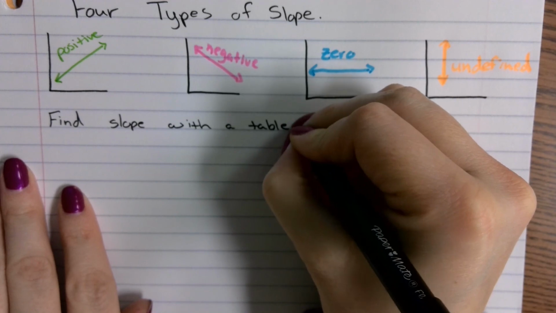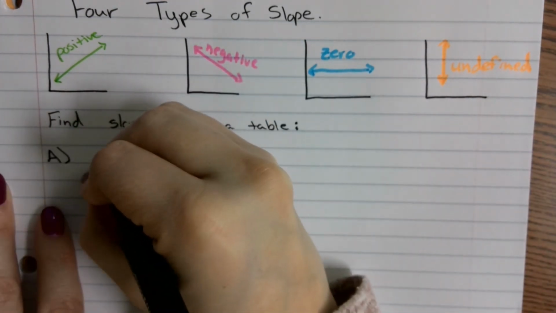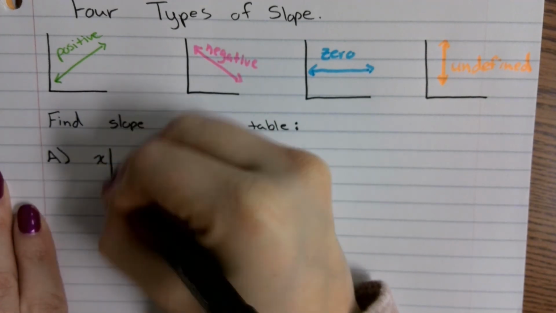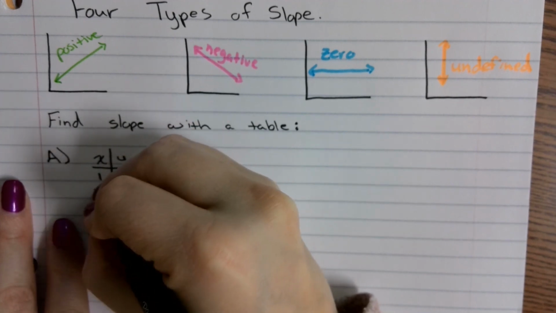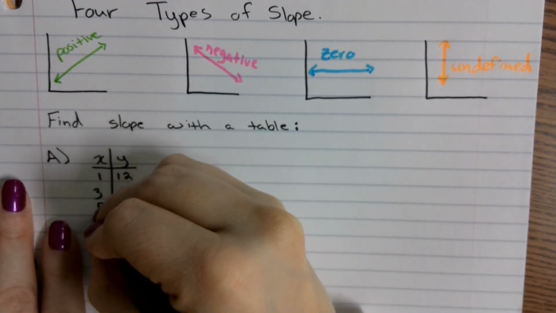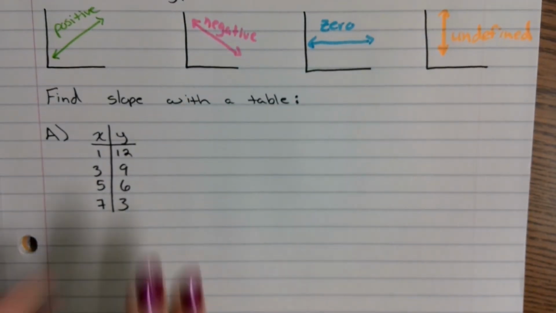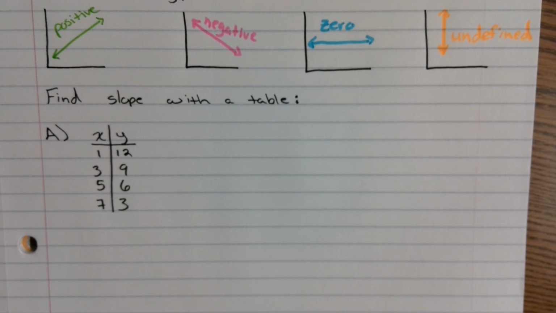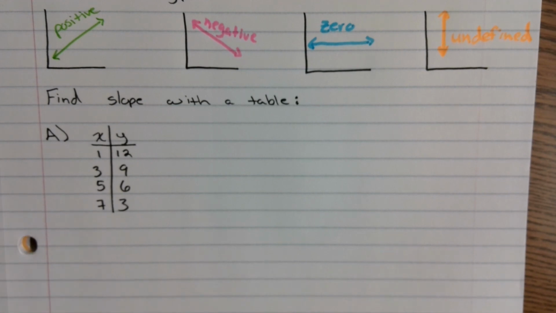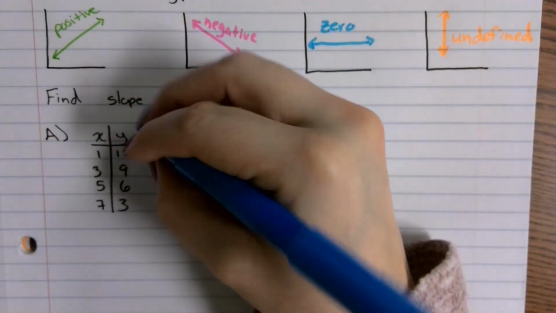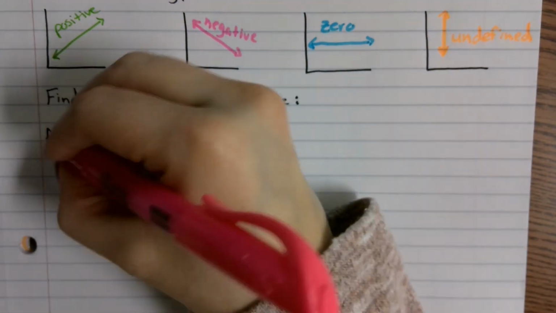Okay, so finding slopes with a table. So you know how to find it from a table, because if I told you find constant rate of change from a table, you knew to check the change of y over the change of x. That's just slope. So instead of calling it change of y, we're going to call it the rise. Instead of calling it change of x, we're going to call it the run.